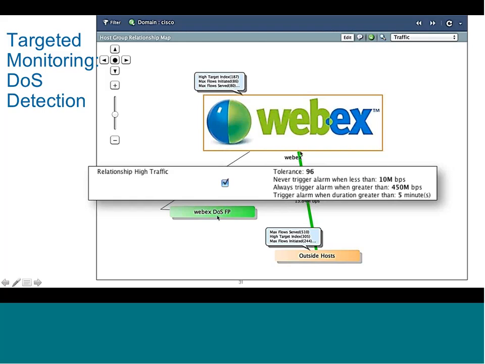Then you can also create a second host group called false positives. Anything that is firing this alarm that is a false positive, you just keep adding to this host group, so that when the analyst gets it, they can run a report that says, I want to see all alarms for the WebEx high traffic relationship that don't include the false positive host group. Really quick and easy to do.